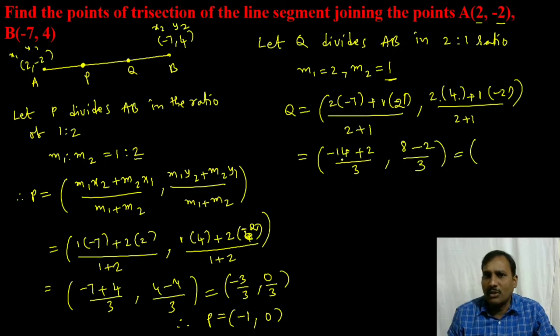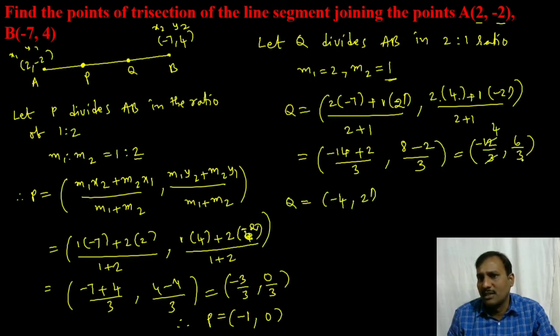So that is equal to minus 14 plus 12, minus 12 by 3, and 8 minus 2, 6 by 3. So that is equal to minus 4 comma 2. Q is minus 4 comma 2. 3 1s are 3, 4s are 3, 1s are 3, 2s. So these are the points P and Q, the points of trisection.